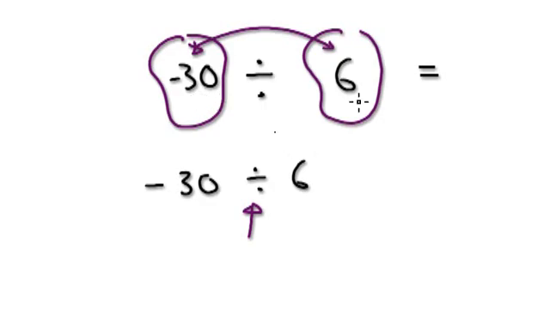Okay, so what is 30 divided by 6? Sorry, minus 30 divided by 6. Press pause and have a go. Okay, just get 30 divided by 6, that's normal, which is 5. Now, because there's only one negative, it will be a negative.